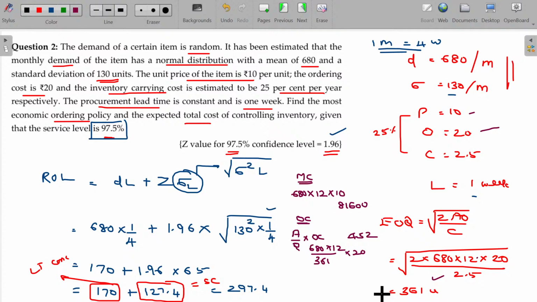Ordering cost is equal to carrying cost, right? Usually at EOQ, but here it will not work. Under the safety stock model, it will not work. Why? Because here we use the safety stock always.